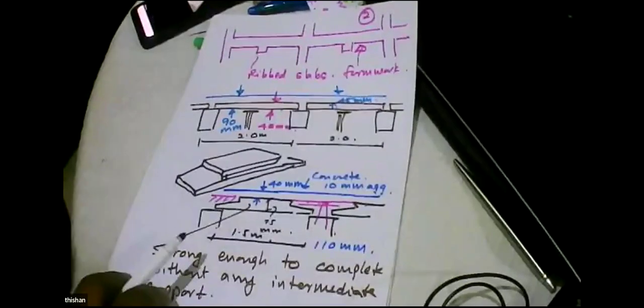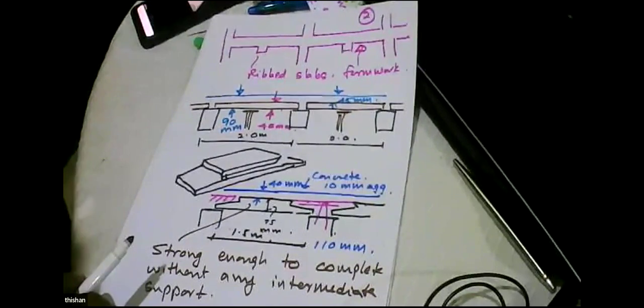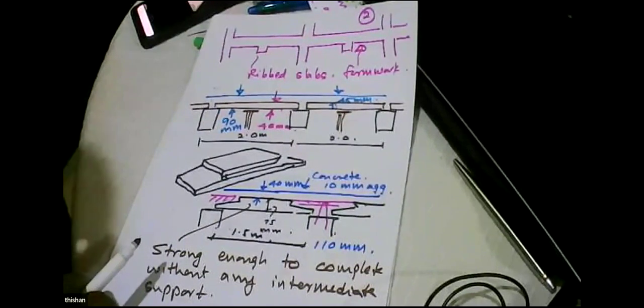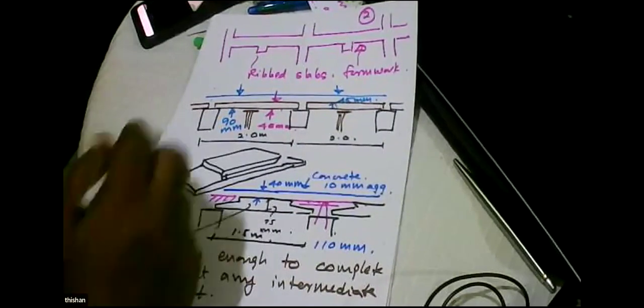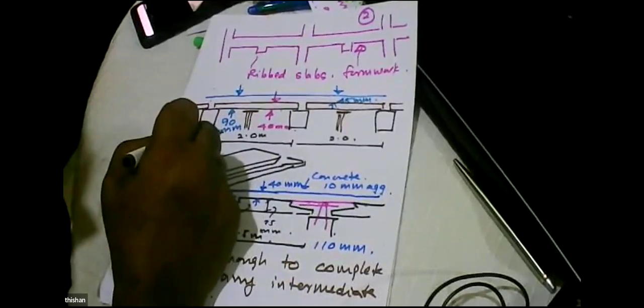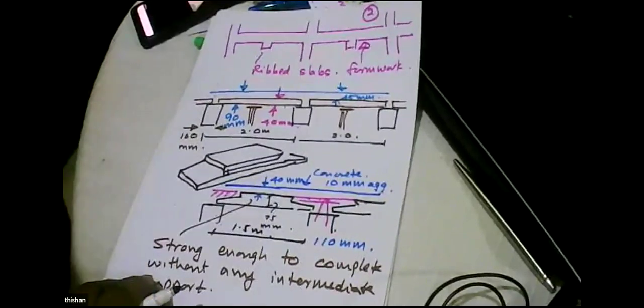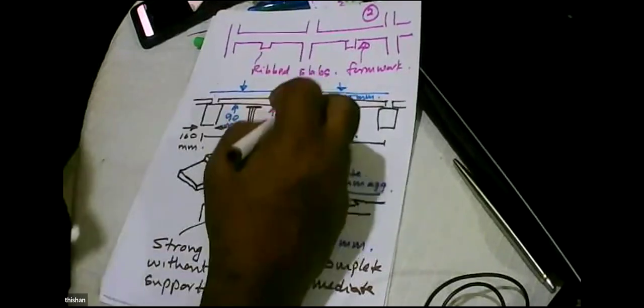Then we looked at the modern requirements of Eurocode. When you look at the fire requirements of Eurocode, what we found is Eurocode recommends a minimum width of 160 millimeters if it is simply supported. If it is made continuous, you can go for a lesser width.